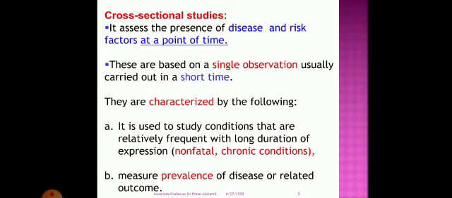Cross-sectional studies assess the presence of disease and risk factor at a point of time. We are going to take a group of people at a point of time, and then see the presence of the disease or any health-related factor or event under study. So these are based on a single observation, usually carried out in a short time.